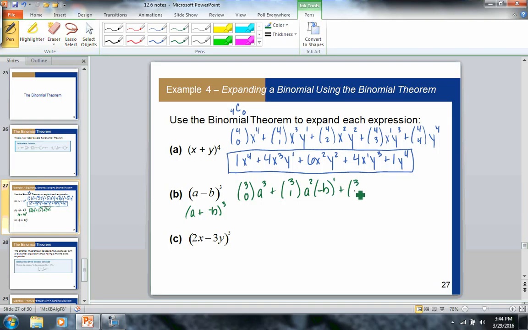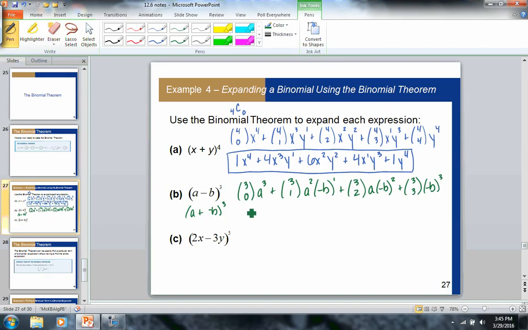And then I'm going to have 3 and 2. My a is going to decrease, and then my negative b is going to increase by an exponent. And then my last term here, I know it's my last term because I've got 3 and 3 here. And then I'm not going to have any a's. If I decreased again, I'd have a to the 0. So I'll have negative b to the third. Now you know that anytime you take a negative number to an odd powered exponent, you get a negative answer. When you have a negative number and you take it to an even powered exponent, you get a positive. So this is how we're going to get our alternating signs.